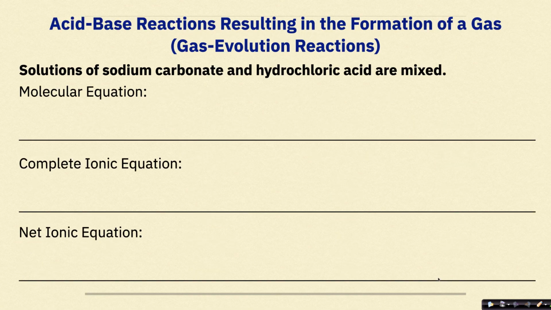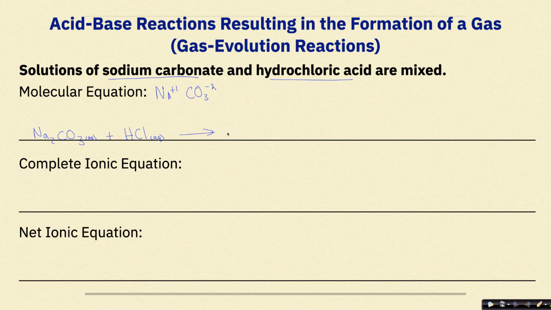Let's see some of this in action. Solutions of sodium carbonate and hydrochloric acid are mixed. So sodium carbonate is composed of Na+1 and CO3 2-. When we cross these down, we'll get Na2CO3. So that's sodium carbonate, plus hydrochloric acid, HCl. And we know that these are all in aqueous solutions because it says solutions of, and we can assume that our solvent is water.